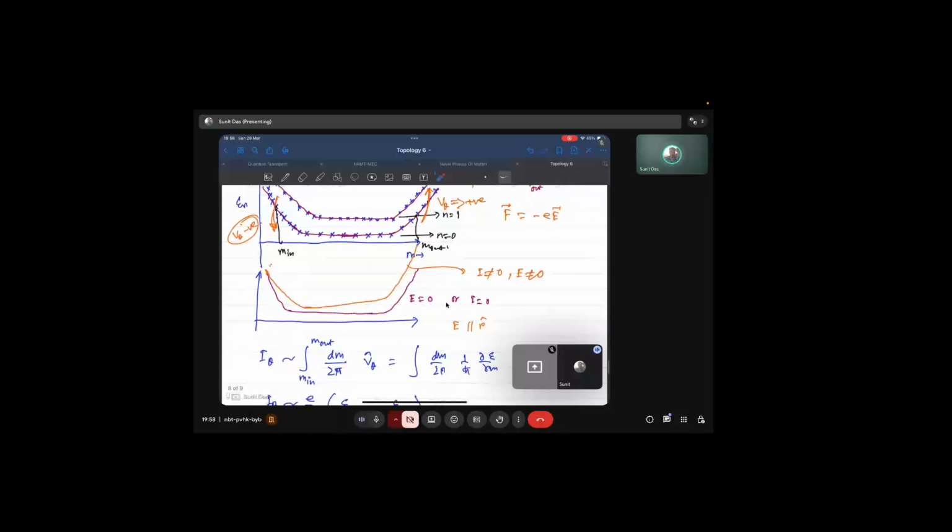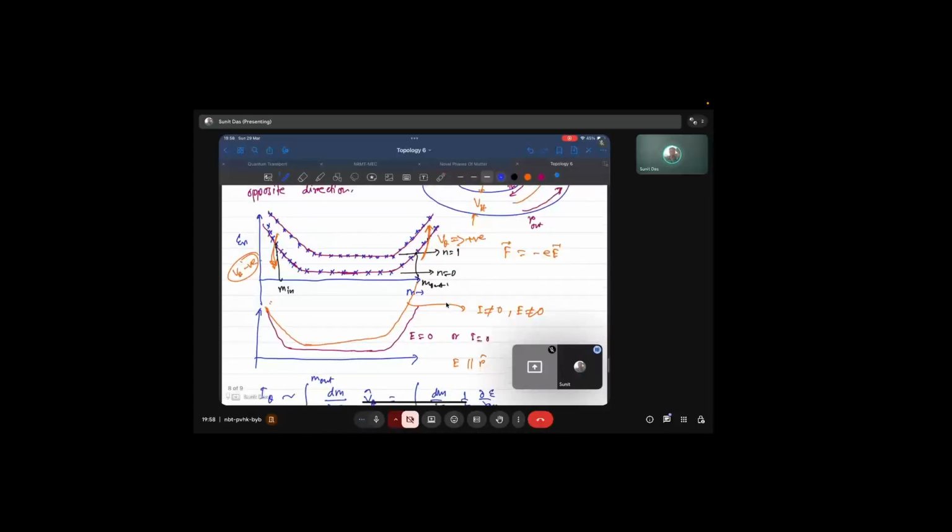But the crux of the story is that what the quantized value will be is determined by the fact of how many Landau levels are occupied, or how many Landau levels are below the Fermi energy, right? So if you have two Landau levels below the Fermi energy, you have 2 e square by h of Hall conductivity, quantized Hall conductivity, and so on.